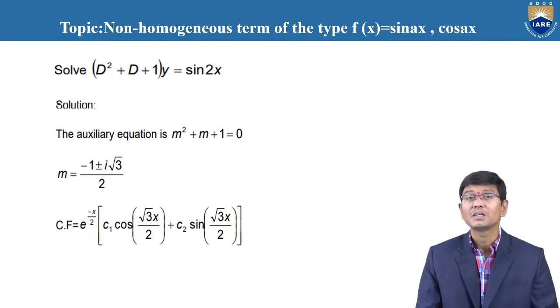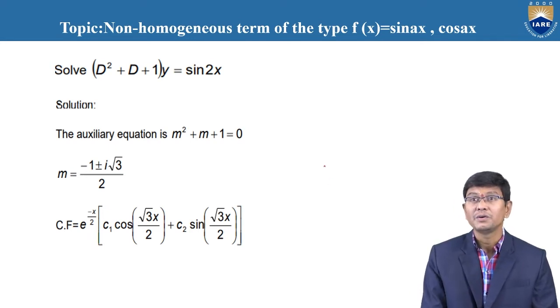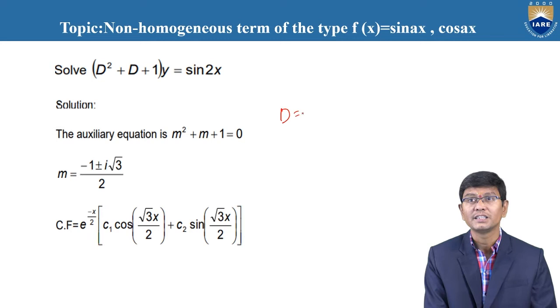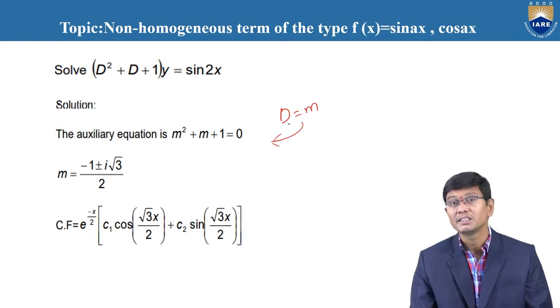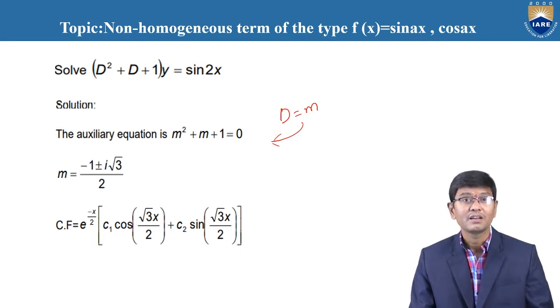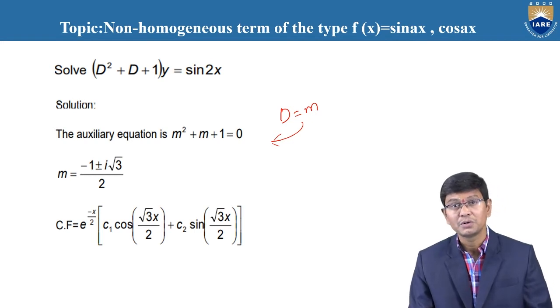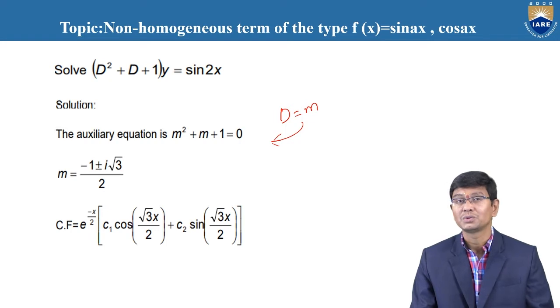Now we need to find the auxiliary equation. The auxiliary equation is obtained by replacing d with m. Therefore, the auxiliary equation is m square plus m plus 1 is equal to 0. Here, the order of the auxiliary equation is second. While solving that auxiliary equation, we obtain two roots of the given differential equation.